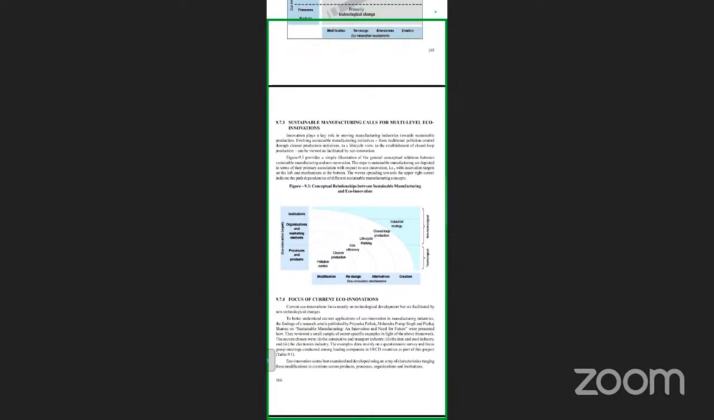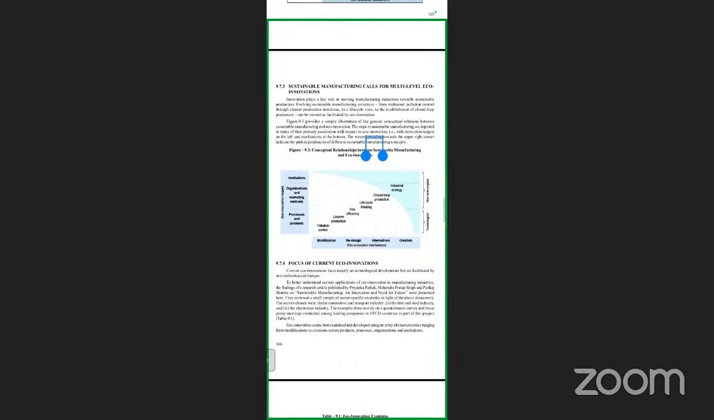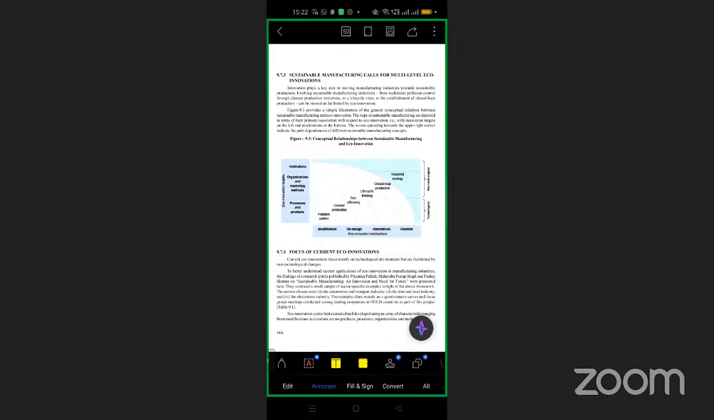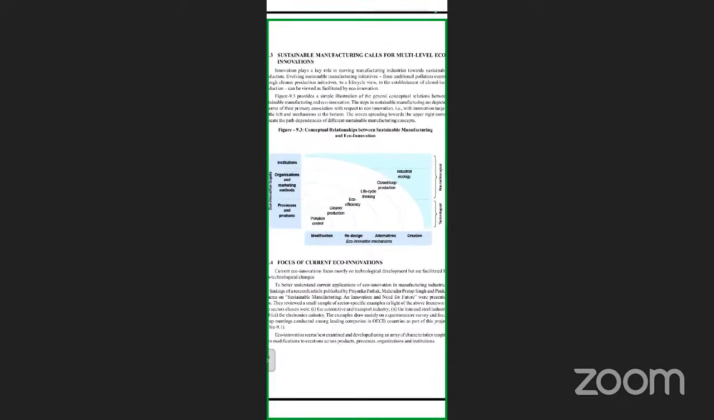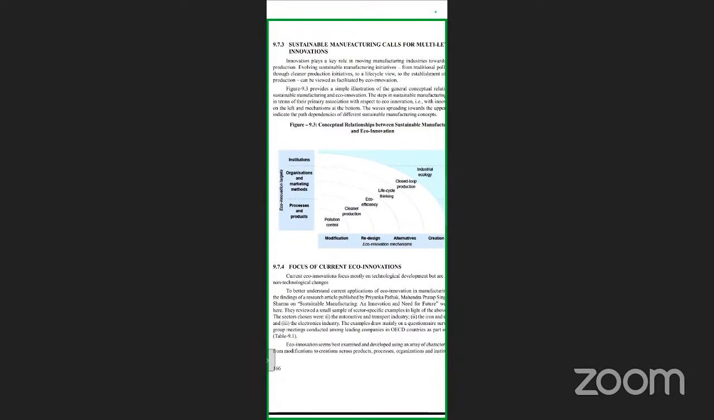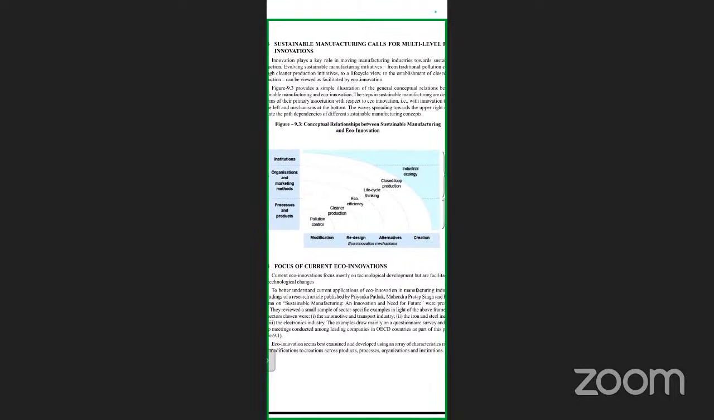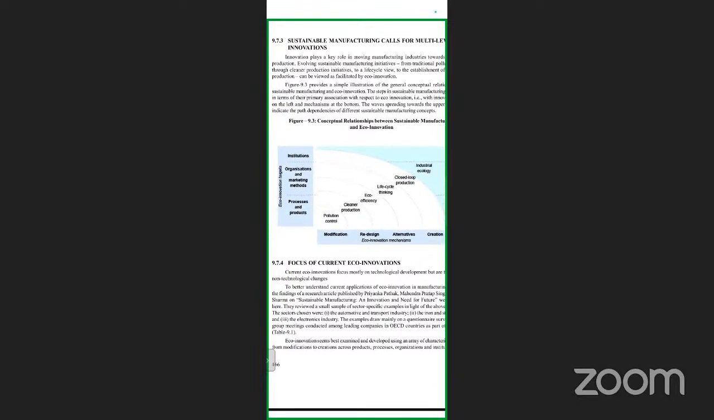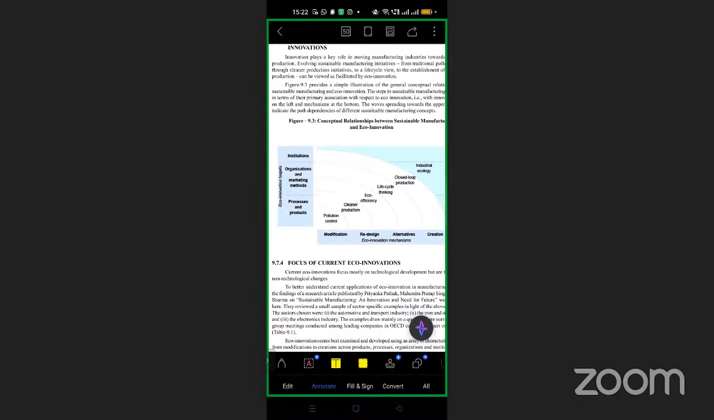You can just look at it. There is a conceptual relation between sustainable manufacturing and eco innovation. And you can just have a glance on this. Again, if you take the next axis, modification, redesign, alternatives, and creation, and on the y-axis, institutions, organizations, and marketing methods, and products, process and products.